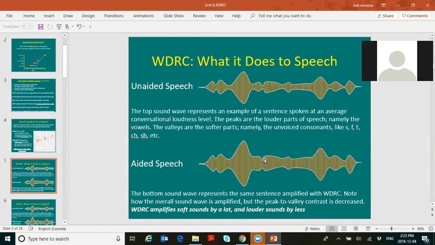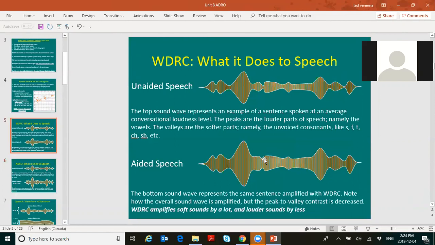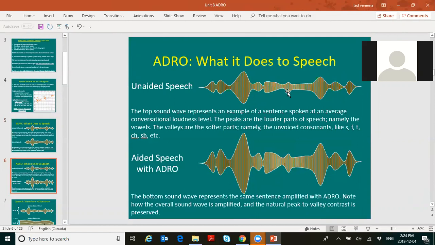And that sucks. They say what we do instead is we provide linear gain. So look, the top waveform hasn't changed from WDRC to what ADRO does. That's just the input sound wave. But because ADRO provides linear gain, it has a much larger peak to valley contrast because it's amplifying the loud inputs and the soft inputs by the same amount. Therefore you've got a bigger peak to valley contrast and you've got crystal clear aided speech.